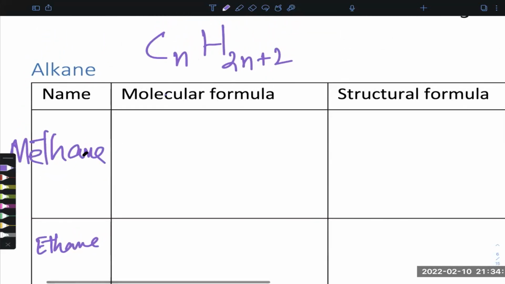Molecular formula. Remember the general formula. You can either start with alkyl or you can start with the general formula. C1H double plus 2.